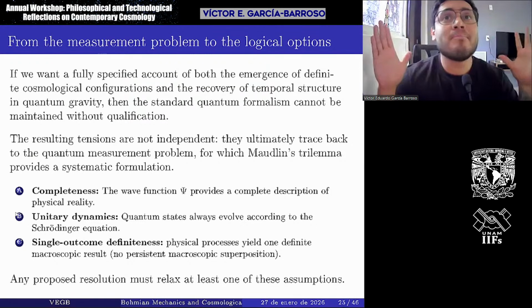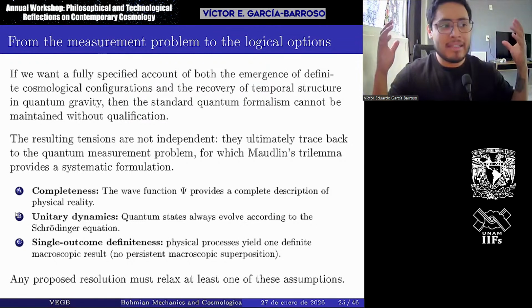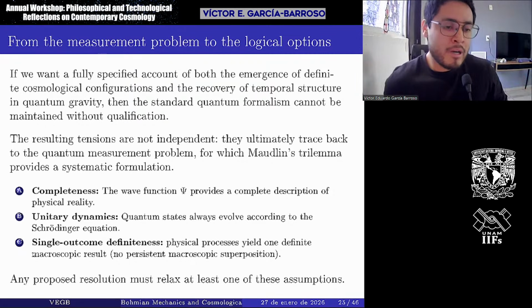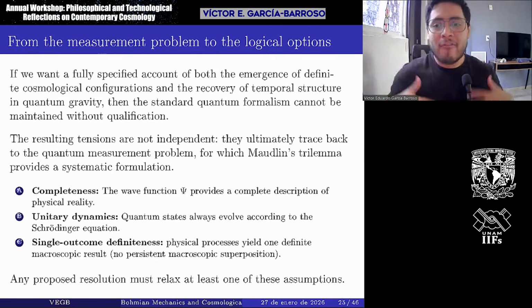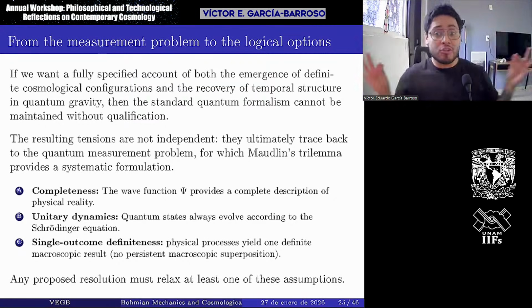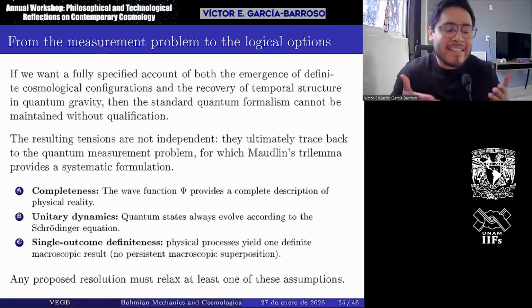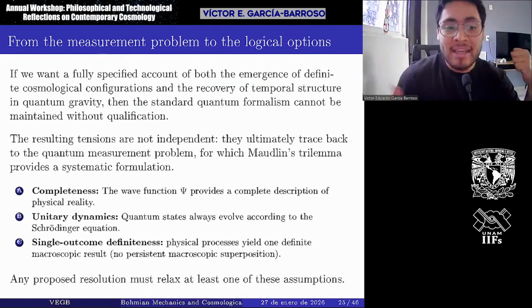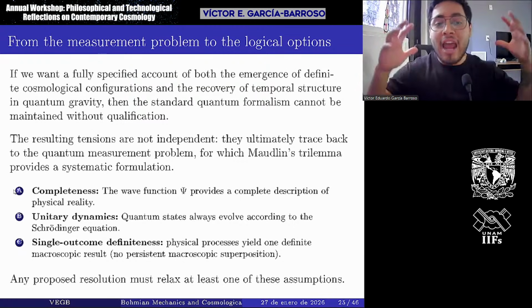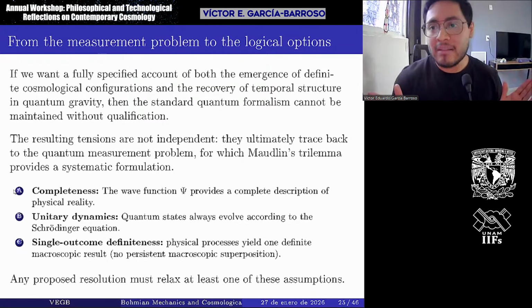So this is basically the idea in the foundations of quantum mechanics, that we have the measurement problem. What you can see here is a way to systematize the measurement problem, called in the literature Maudlin's trilemma. We have three assumptions that cannot all be true at once: completeness, unitary dynamics, and single outcome definiteness. Completeness is a property of the standard formalism. The wave function provides a complete description of the physical reality.